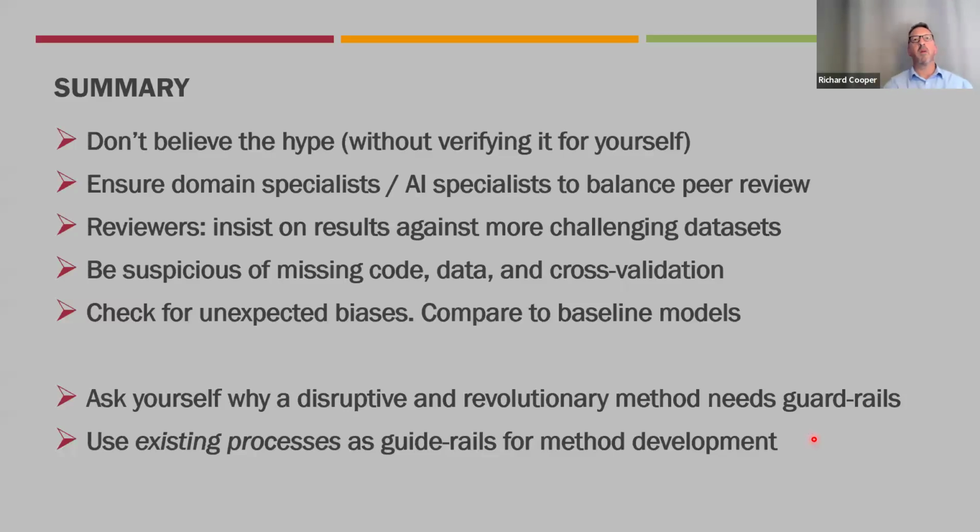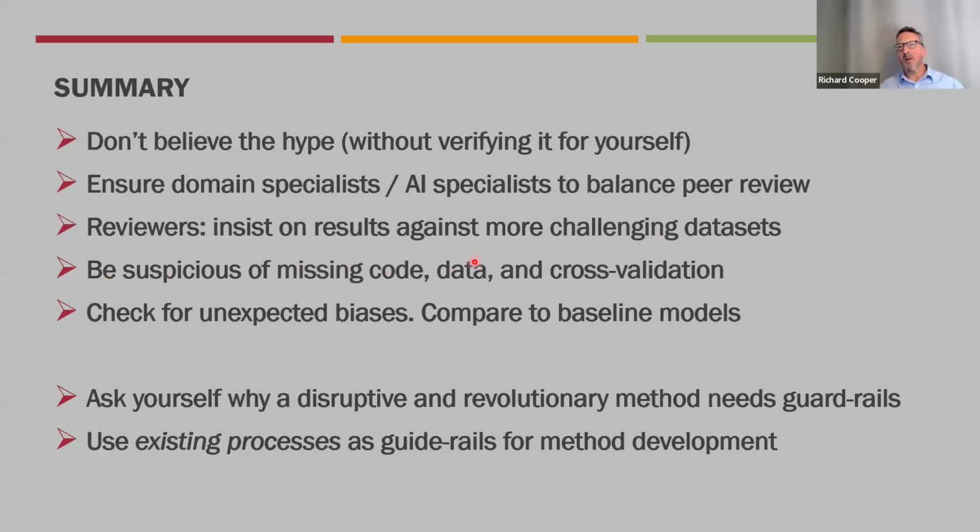Right, here is a quick summary. Let's not believe the hype. I think these are more like arguments for when we're thinking about publication of these methods. We need to ensure, or get journals to ensure, that there are domain specialists involved. So if something's in an AI journal, it needs the chemists and biologists to have a look at it to balance out the peer review, and vice versa. If you're reviewing these papers, you've got to insist on results against more challenging data sets, as annoying as you think you might be for doing that.